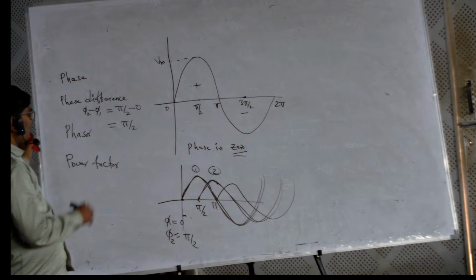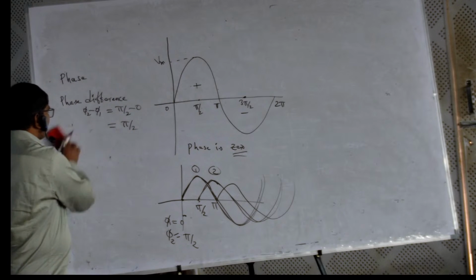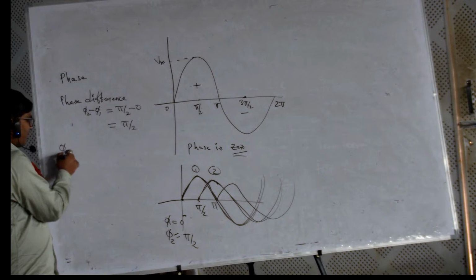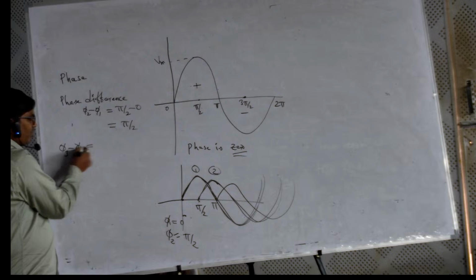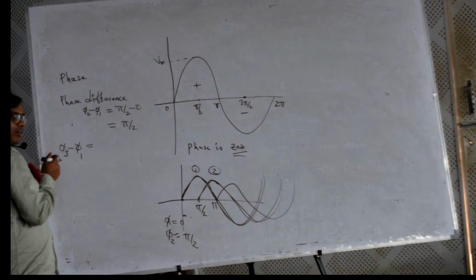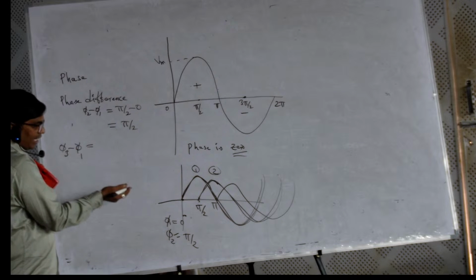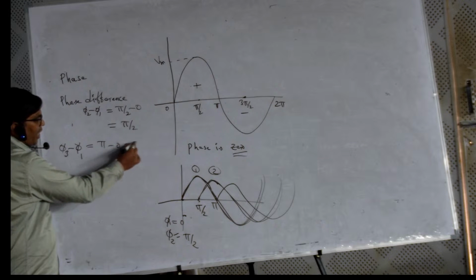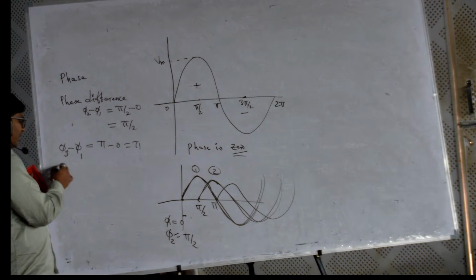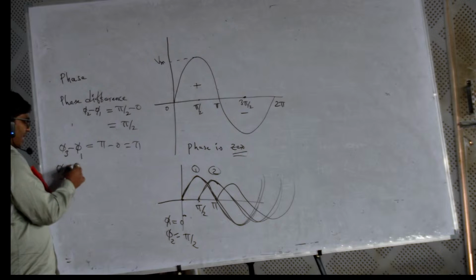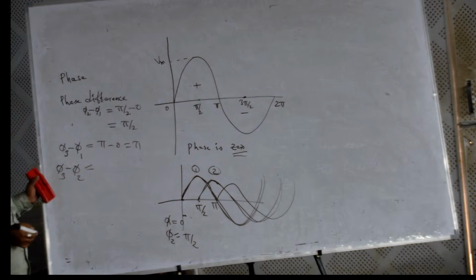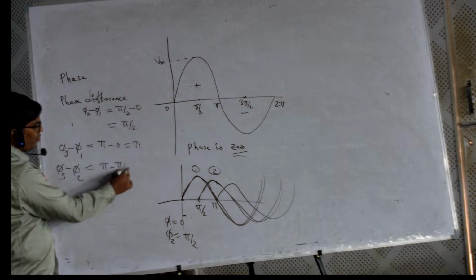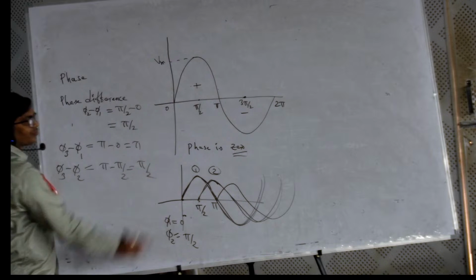Okay. So what is the phase difference between the first waveform and the third waveform? Phi 3 minus phi 1. What is phi 3 here? Pi minus 0, which is pi. What is the phase difference between the third waveform and the second waveform? Third waveform is pi, second waveform is pi by 2. How much is it? Pi by 2.